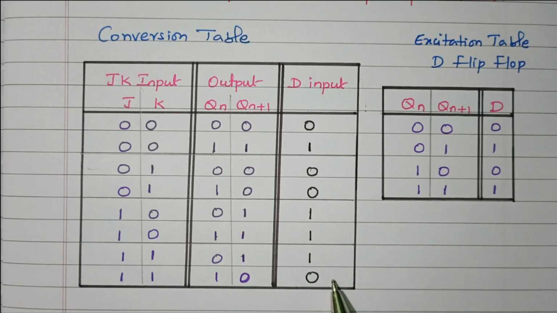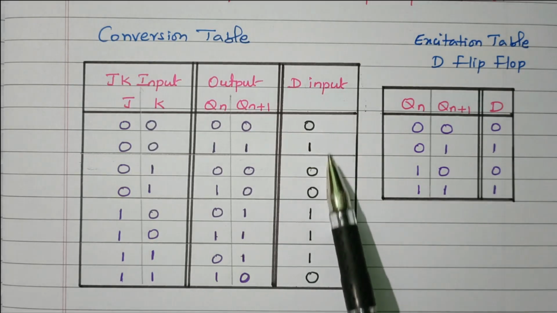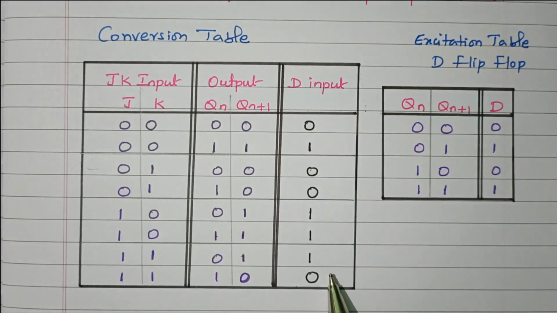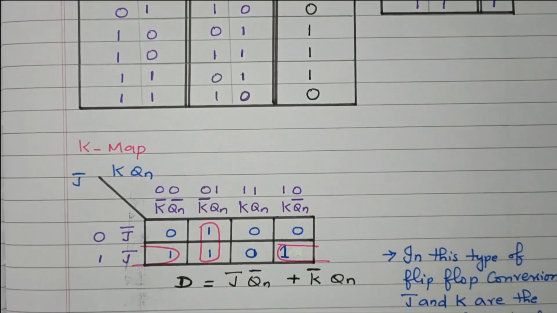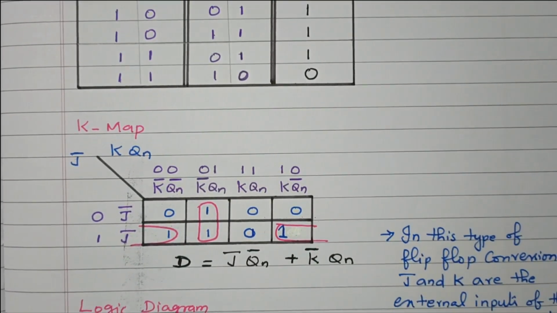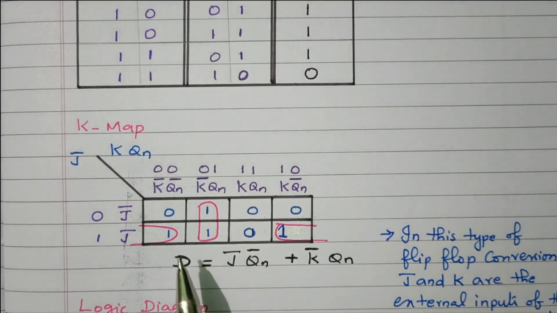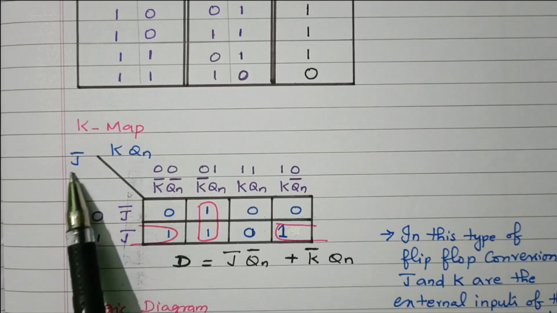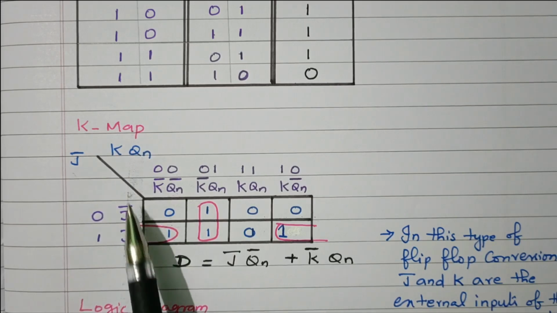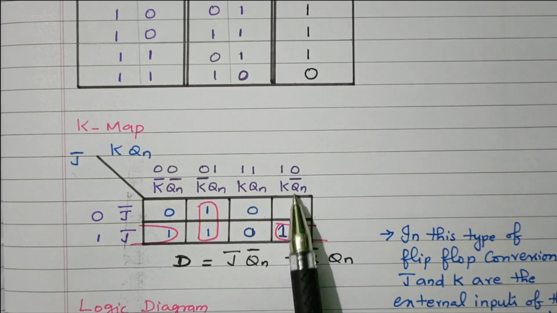Now we need to find the logical expression for D input using the Karnaugh map. By using Karnaugh map we need to find the logical expression for D input, and that should be implemented with the logic diagram. Now based on this we will see the Karnaugh map to find the logical expression for the D. So this is the K map available. The three inputs J, K, Qn. J is available vertically. K and Qn available horizontally.